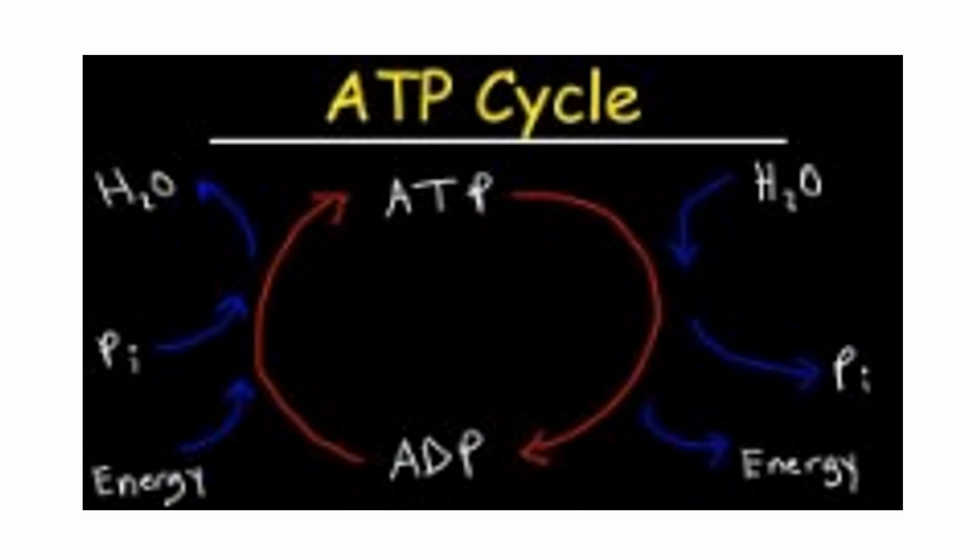So to show that visually, here's what we can do. I'm going to put A for adenosine and the two phosphate groups there. And ATP has three phosphate groups. Now, in order to make ATP from ADP, we need an inorganic phosphate.